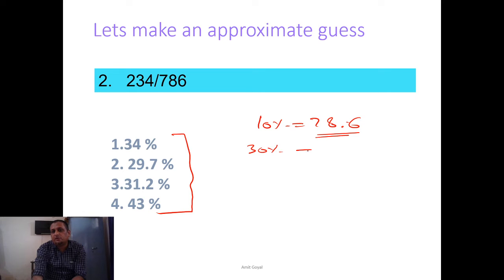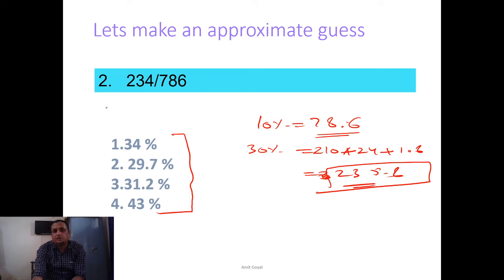What should be 30%? And the options are very close, so that's why I am not going to approximate it. What should be 30%? So 70 into 3, 210. 8 into 3, 24. And 0.6 into 3, 1.8. Am I right? So it should be 234, 235.8. Now guys, 235.8 is 30%. But you can visualize that it is 234. Can you visualize it is slightly less than that?